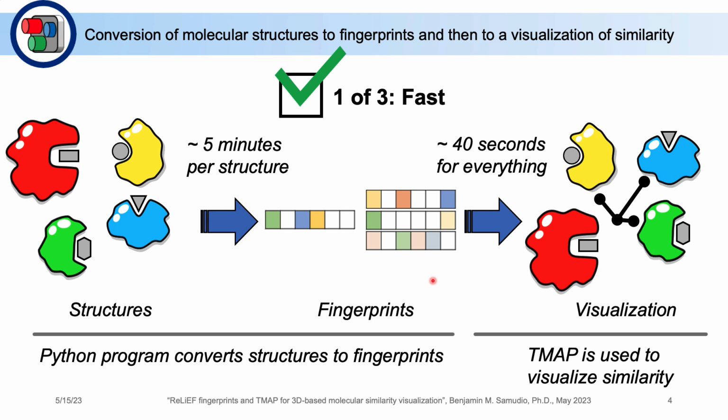Converting structures to fingerprints is done by a Python program that I wrote, and that takes about 5 minutes per structure. Then to convert the fingerprints to a visualization of the similarity of those structures, it takes about 40 seconds for everything, and that's done using an open source program called TMAP. Now this makes the process fast.